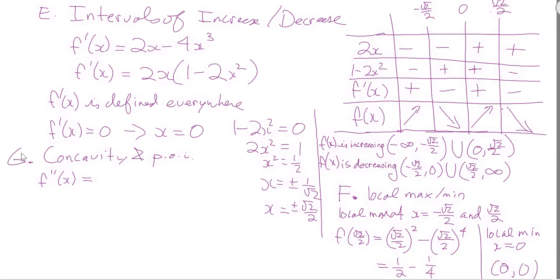F double prime of x. So I positioned this under here. You may be flipping a page or whatever, it doesn't really matter. See if I can do it right this time. It's 2 minus 12x squared. And what's that going to be then? 2 bracket 1 minus 6x squared.